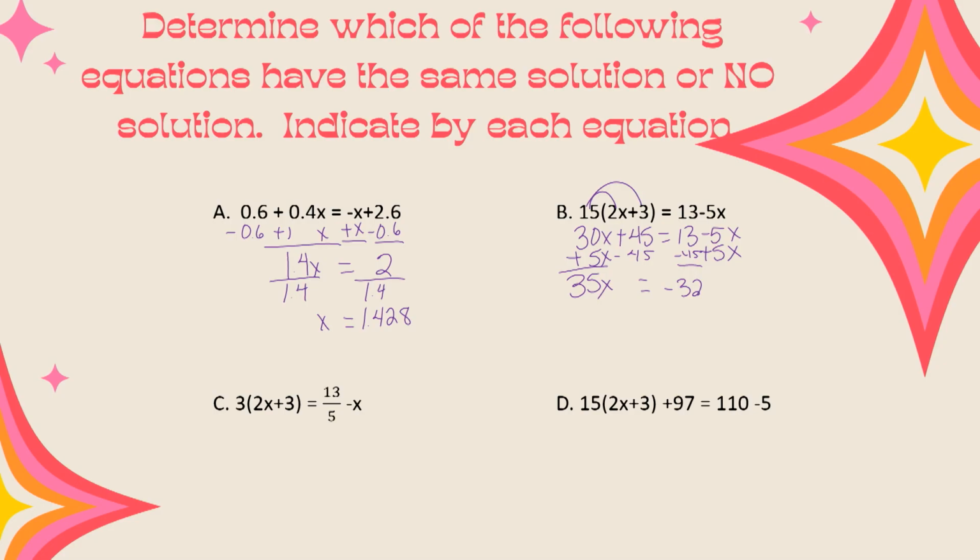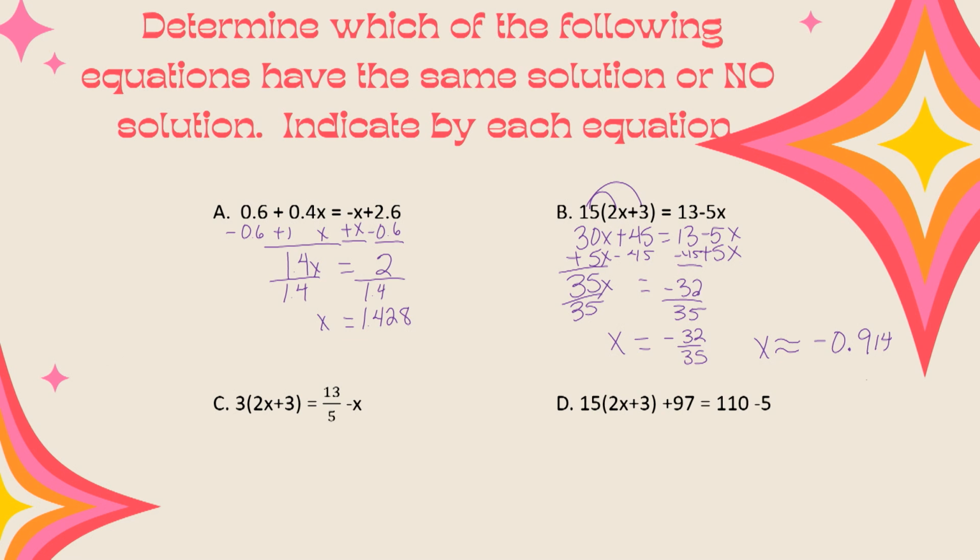I still need to get that by itself, so I'm dividing. Now, I can leave it as negative 32 over 35, or you can go lower and say x is approximately negative 0.914. Either way, you've got the answer. Okay, so let's look at C.